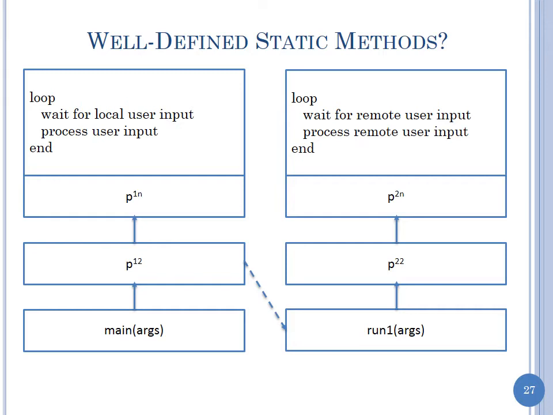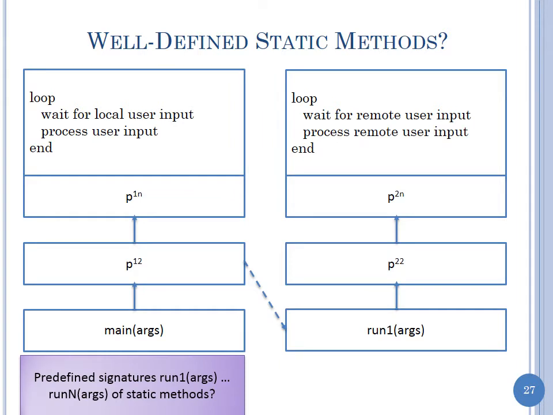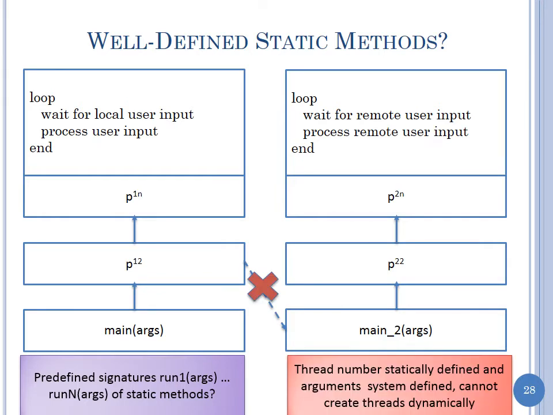Okay, being somebody who likes to generalize from 1 to n without having to invent new things. Okay, so predefined signatures and headers, I should say headers here. Signatures is just the arguments and result type. Headers also includes the name. So predefined signatures, run one args, run n args, or static methods. So the thread number is statically defined. Okay. And I should have put in here Andrew's point also, that the same method cannot be used for multiple threads. And the arguments are also system defined.